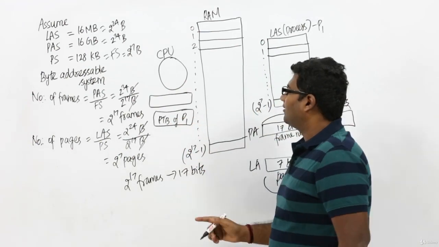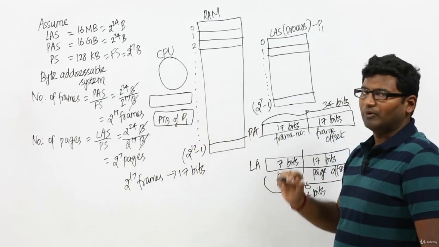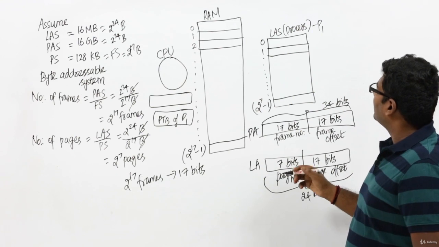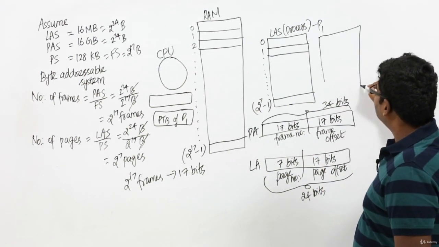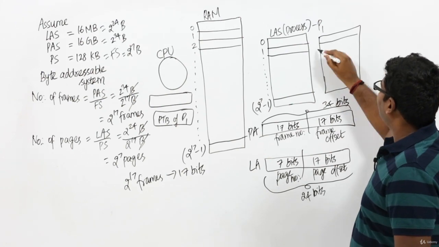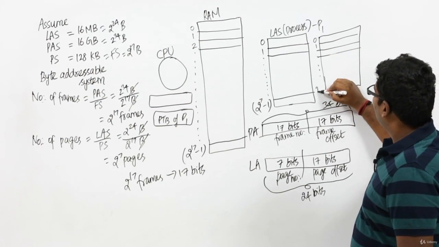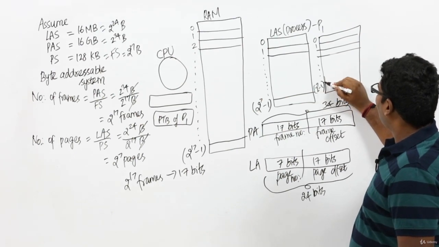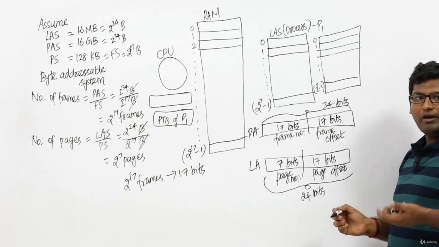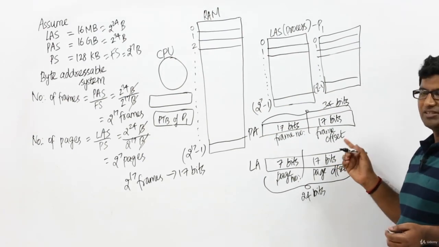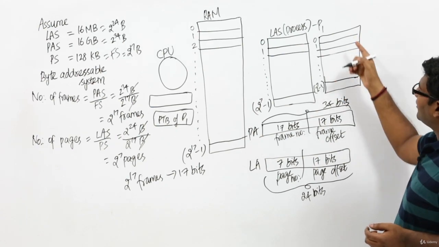Once it is loaded, it will be able to get into the page table of process P1. The page table of process P1 will have exactly 2 power 7 entries, right? It will have 0, 1 and so on up to 2 power 7 minus 1. Why? Because here we have 2 power 7 pages, and for every page we will have an entry in the page table. We know that, right? And so we will exactly have 2 power 7 entries.